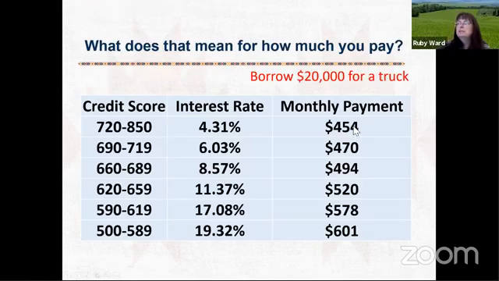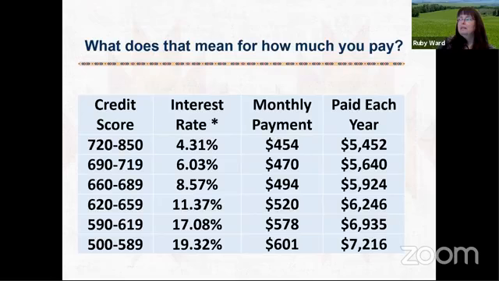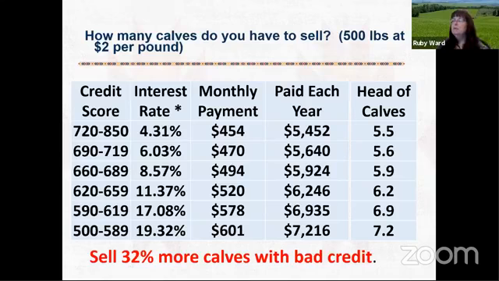For just this $20,000 truck, the difference here is $150 a month. That seems like a lot, and that seems significant, but it's hard for me to put that in perspective in my mind. And so I also did it per year. Per year, that's almost $2,000 difference because of your interest rate at the most extreme. And then on this next slide, I put it in terms of head of calves.